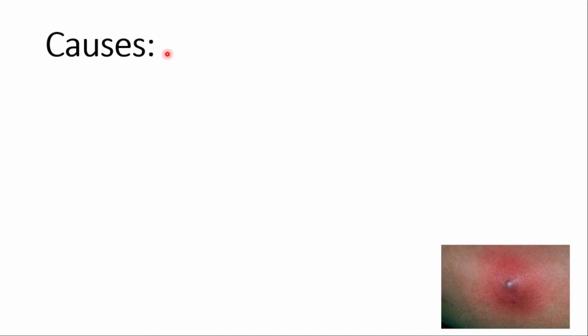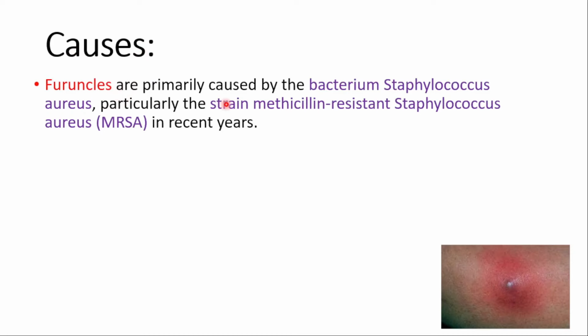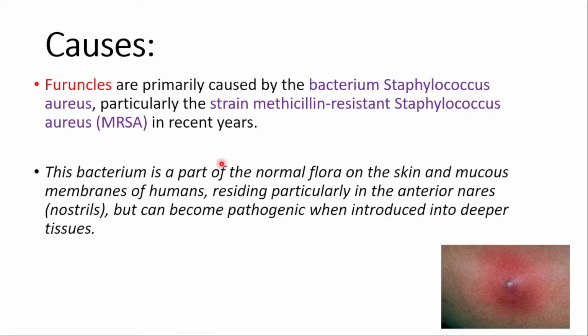Now let's start with the causes. Furuncles are primarily caused by the bacterium Staphylococcus aureus, particularly the strain MRSA in recent years. This bacterium is a part of the normal flora on the skin and mucous membranes of humans, residing particularly in the anterior nares, which is nostrils, but can become pathogenic when introduced into deeper tissues.